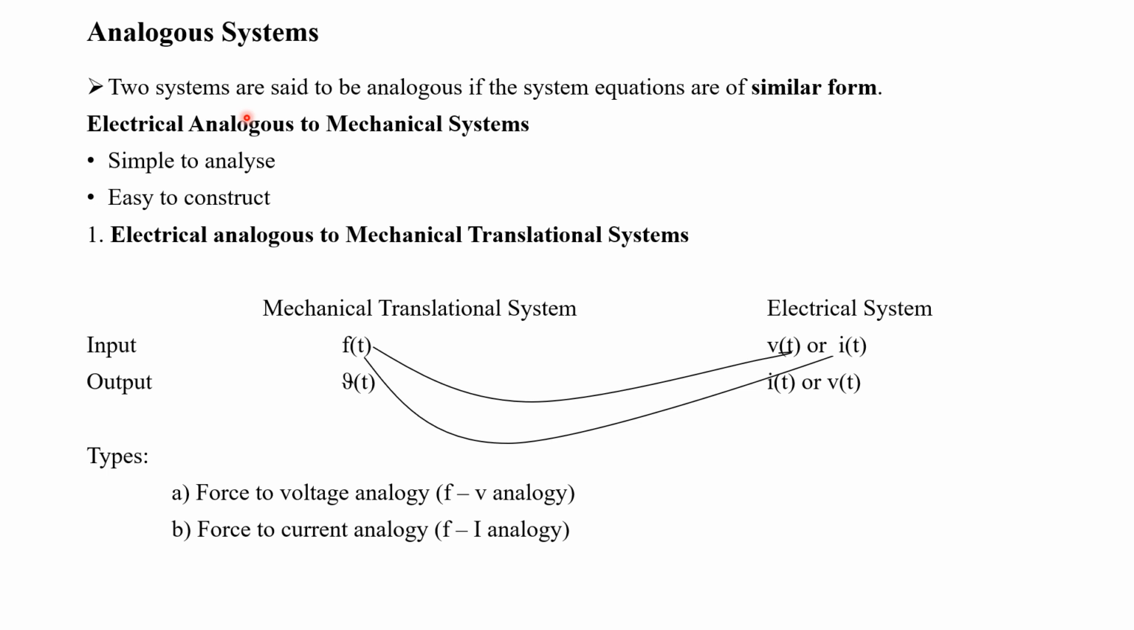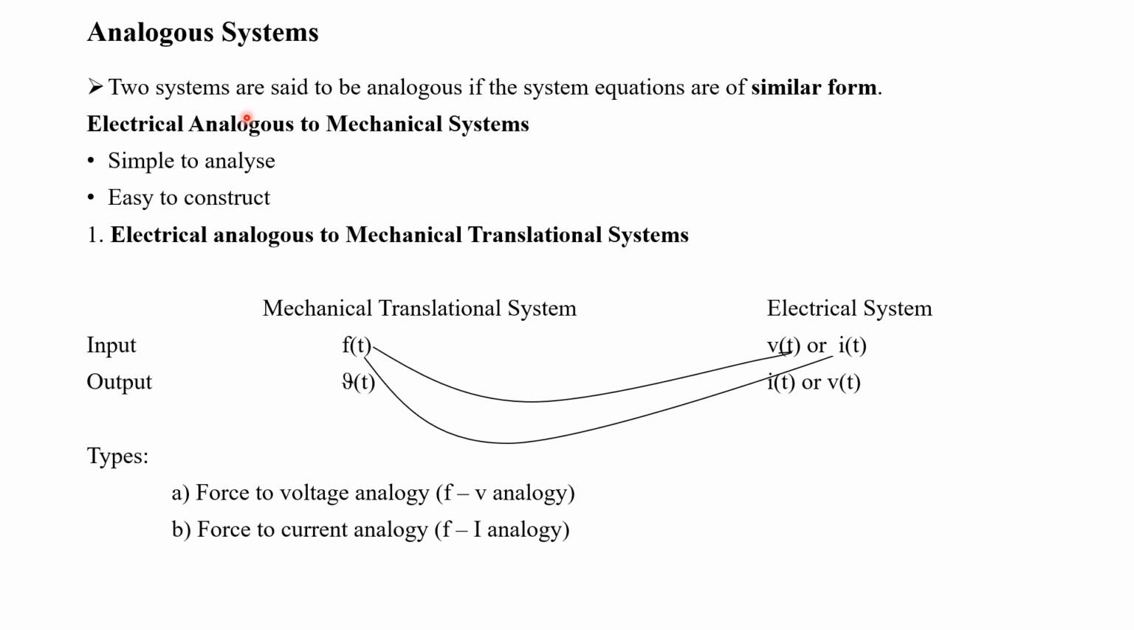So what is the use of analogous systems? If two systems are analogous systems, then by knowing the response or the output of one system, we can easily find the response or the output of the other system without solving the system equation or the differential equation.